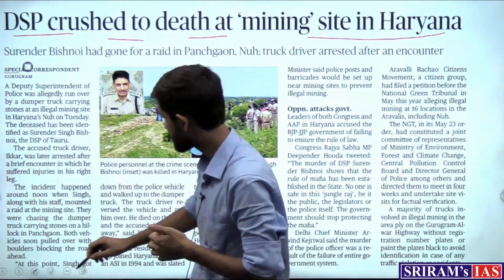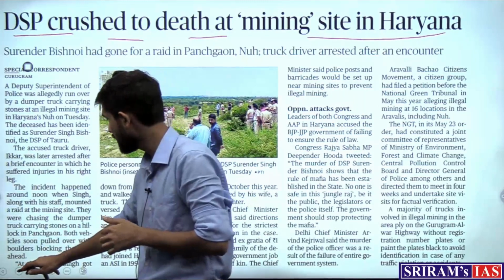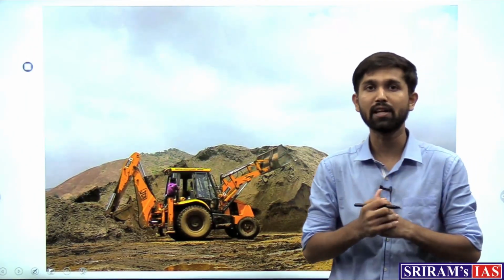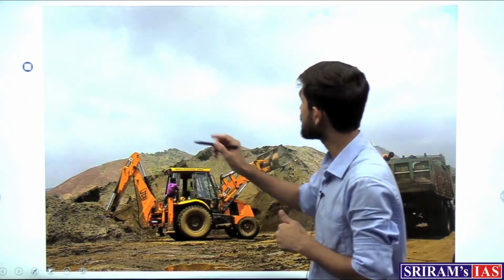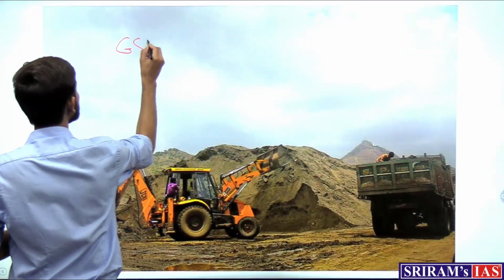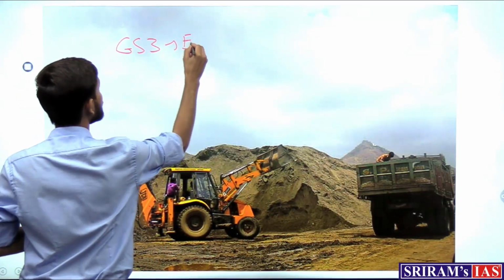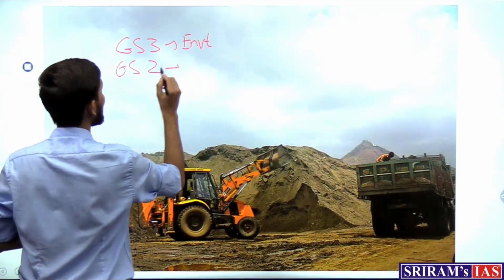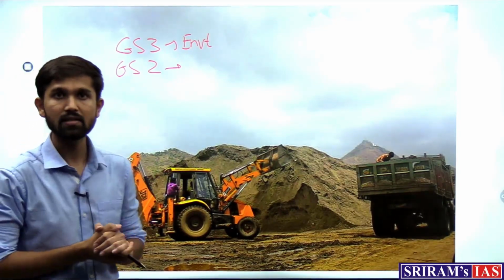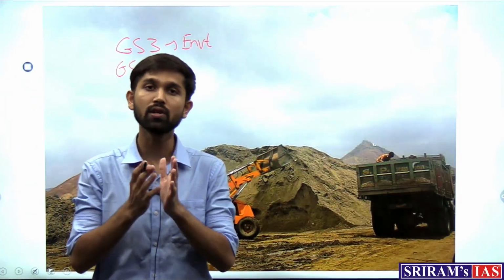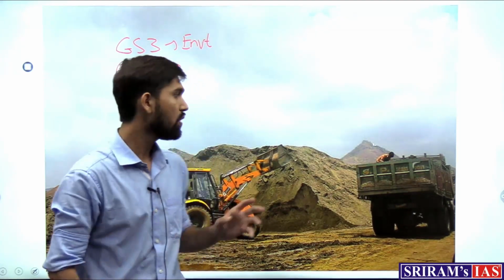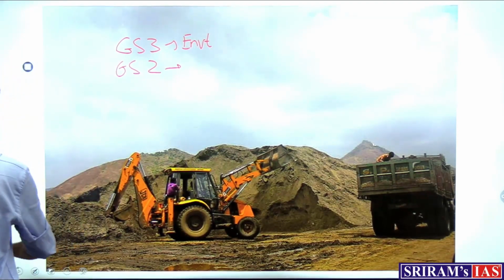So in this context, what becomes important for us is to study the aspect of illegal sand mining. The issue becomes important for our examination from the point of view of GS3, where we study environment, and GS2, wherein we study the various political aspects of the issue of illegal sand mining, and the laws and rules relating to protection against illegal sand mining. So let's take up the issue of illegal sand mining.